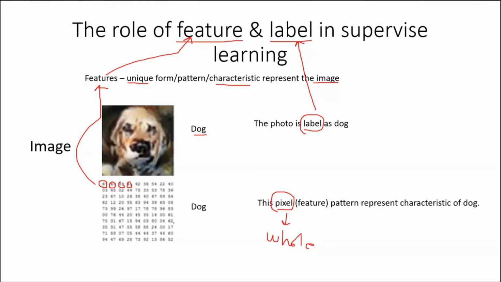The whole pixel basically represents a dog. So that means the whole pixel is features. Okay, got it, everyone? So features and label are two terms very important for you to grasp in supervised learning. Make sure features and label are the two important components in supervised learning that you must understand. If you don't understand what the term label means, and what features mean, you won't be able to do supervised learning later on. It's difficult to understand.